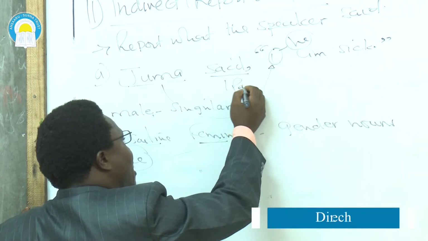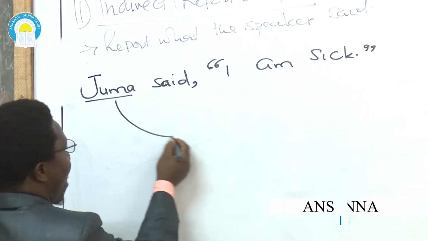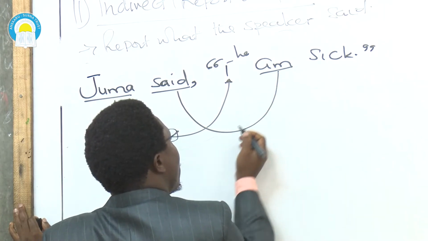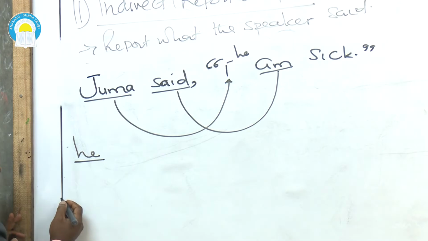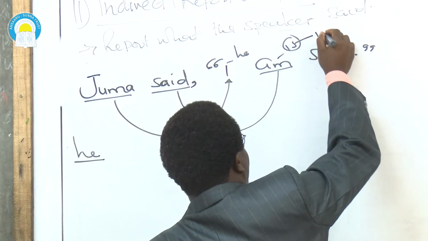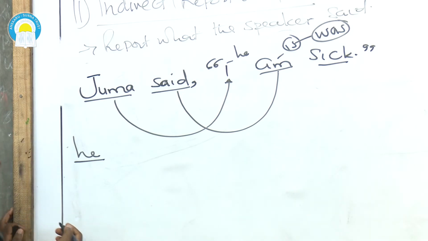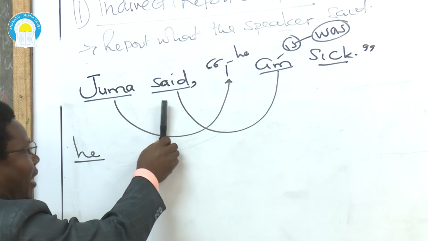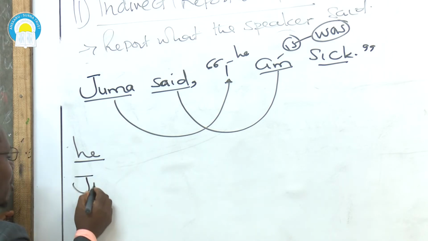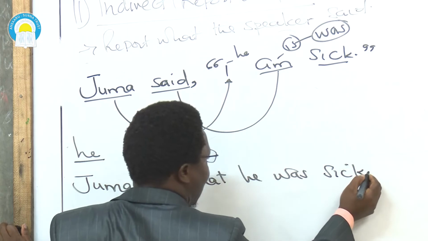This said is in the past simple tense. And it will therefore affect. So Juma affecting I to become he. Said affecting since Juma is he, in its real form is more or less is. This is changes into was. Then sick remains. Therefore, rewriting a sentence, Juma said, I am sick, from direct speech into indirect speech becomes Juma said that he was sick.